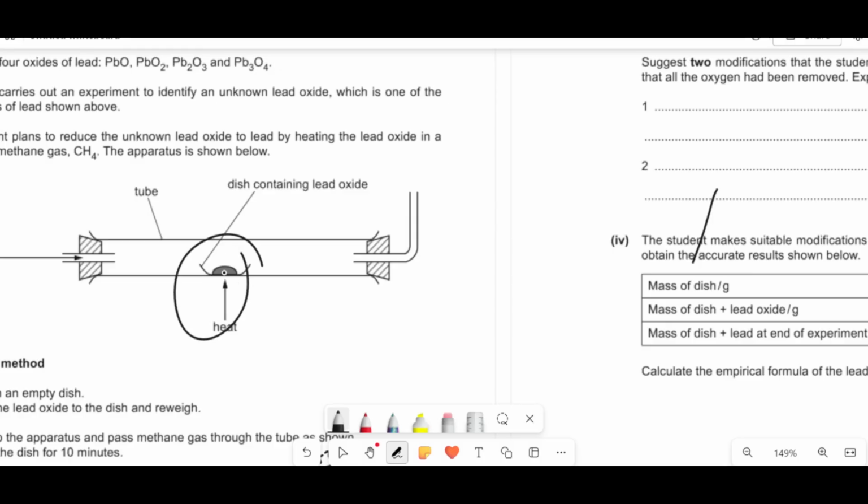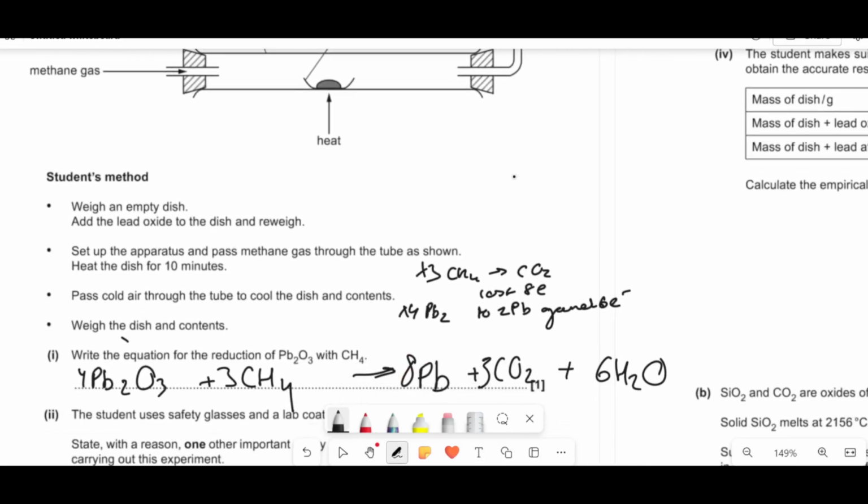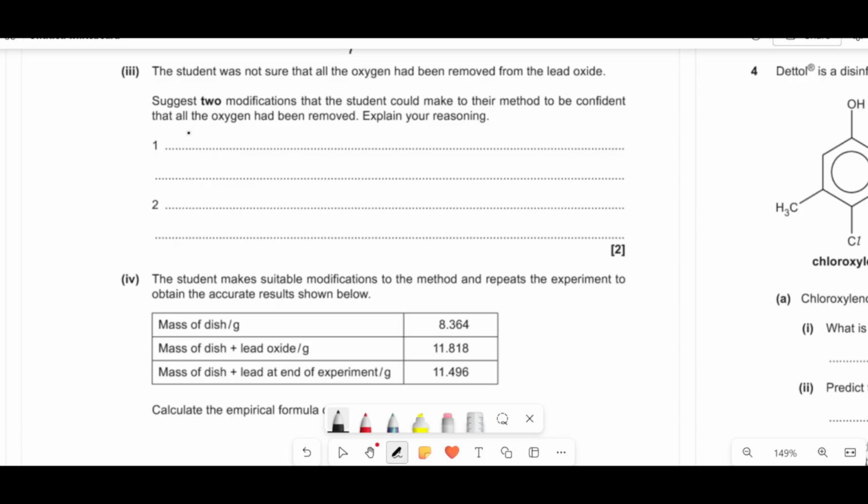Because what's happening is you're heating it, it's going to be losing some bits and bobs. You're making solid lead, so it's losing mass. So what you could do is just heat and reweigh until the mass is constant.